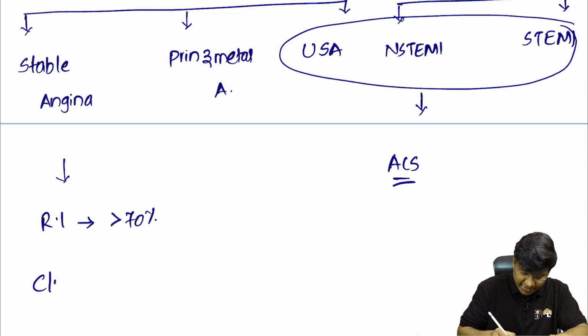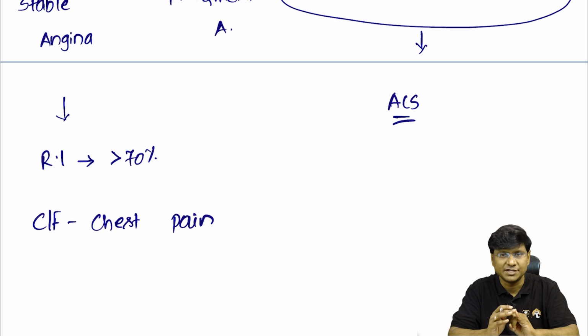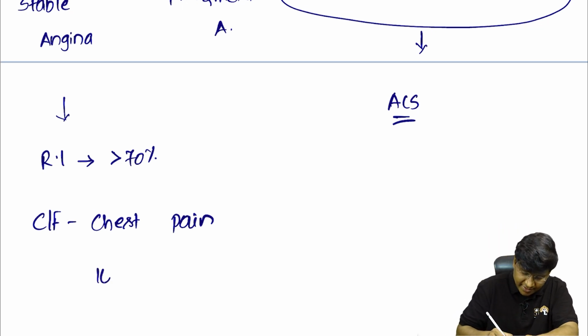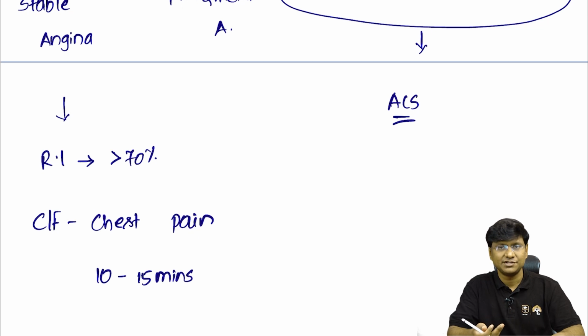And what will be the clinical features in case of stable angina? That is chest pain, and this chest pain will be retrosternal in location. The duration of the chest pain here will be around 10 to 15 minutes. It will not be there at rest. It increases on exertion, on eating, or on emotion.